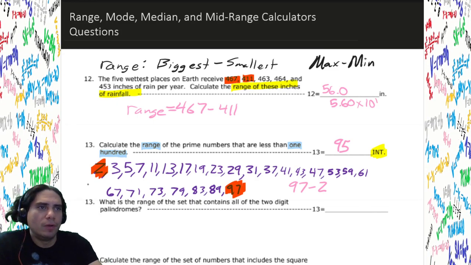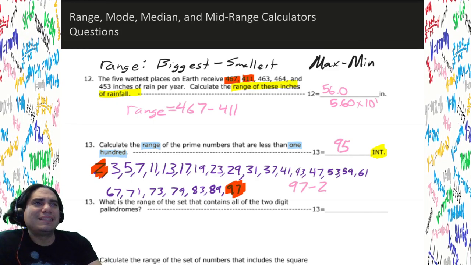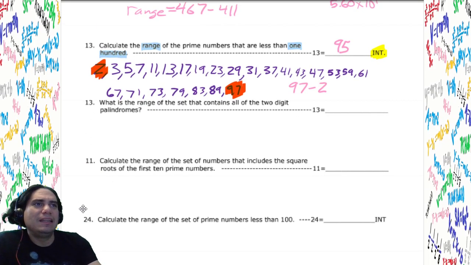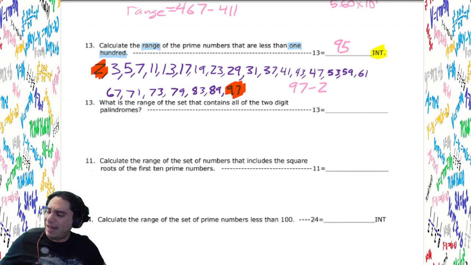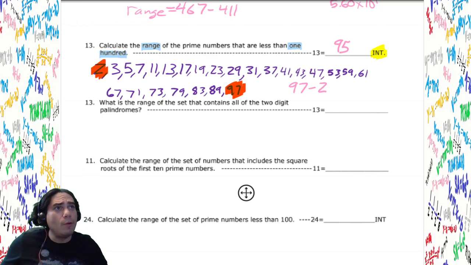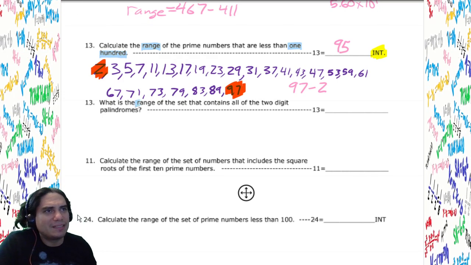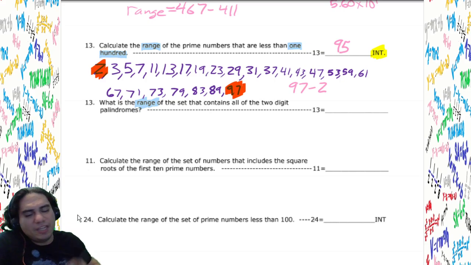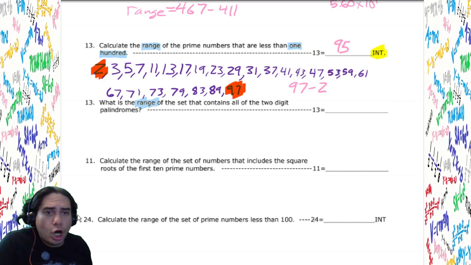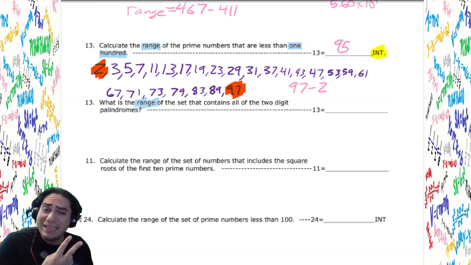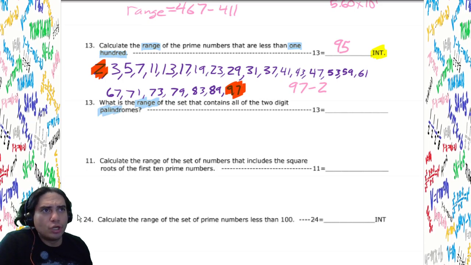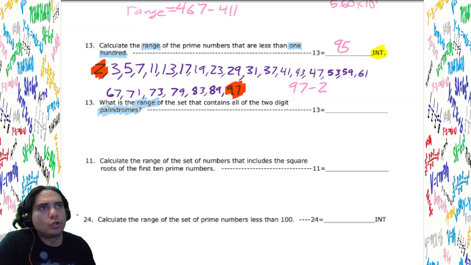All right, let's keep it going. What is the range of the set? I need to make sure I can read correctly. I'm over here talking about the set, but we're talking about the range. The range of a set that contains all the two-digit palindromes, okay? Palindrome's a real cool word.